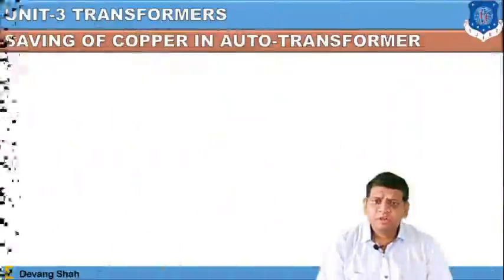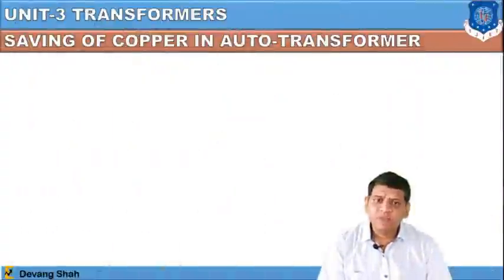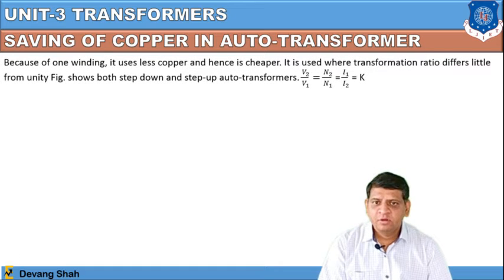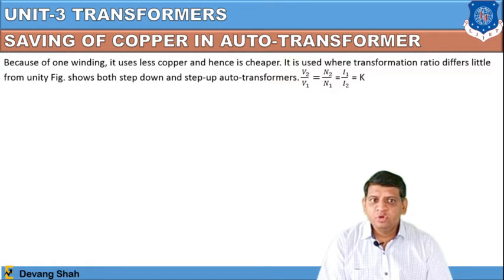Now let us discuss the construction of an auto transformer, and how you can save the copper in the winding, because as such this is only one winding. So obviously you are going to save the copper. Now, what amount of copper you are going to save in an auto transformer, let us discuss gradually. Because of one winding it uses less copper and hence it's cheaper. So it is used where the transformation ratio differs little from unity. The figure shows both the step up and step down transformer.